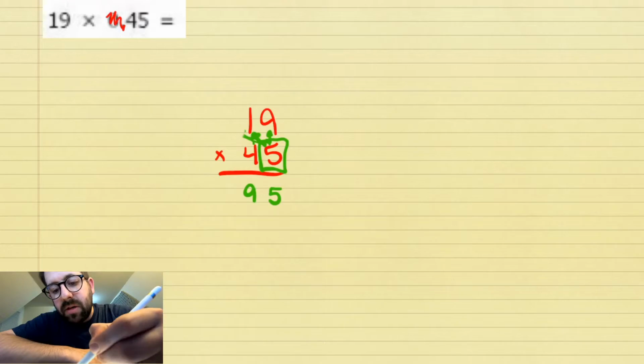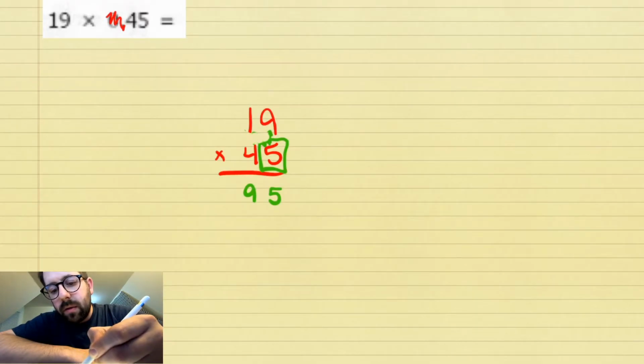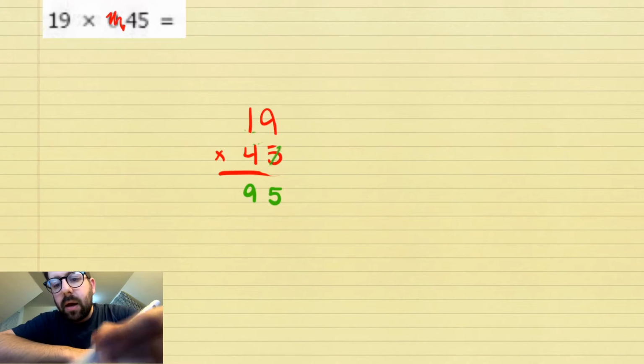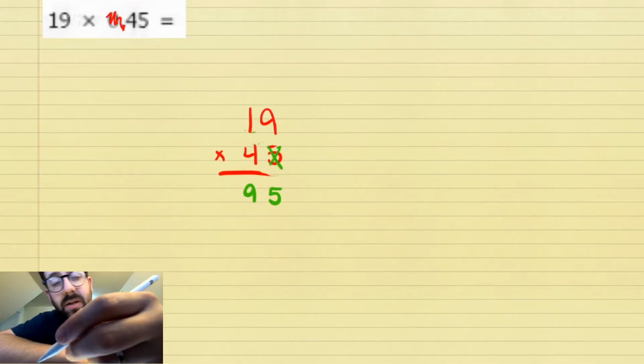So let me get rid of all that. I'm done with the 5. So let me get rid of all this. All right, hopefully this makes sense now. All right, so I'm done with that. This 5 is gone. Now what I'm doing is I'm moving on to the next number.